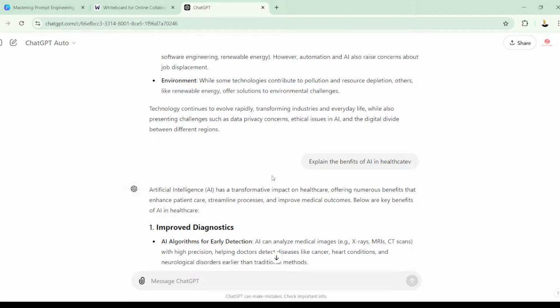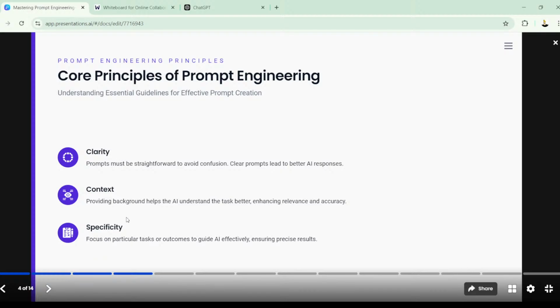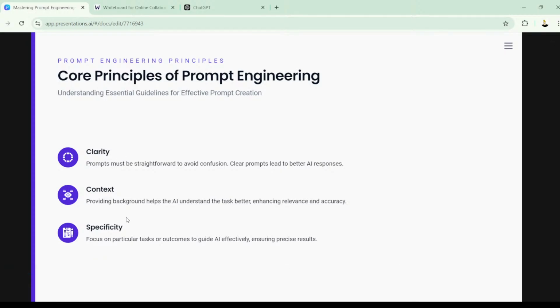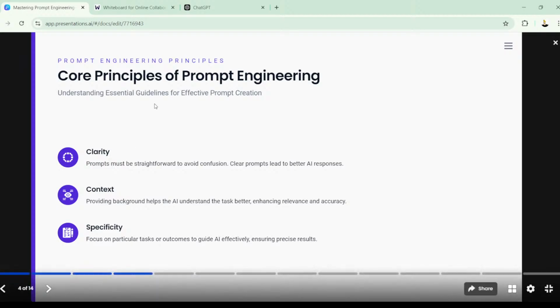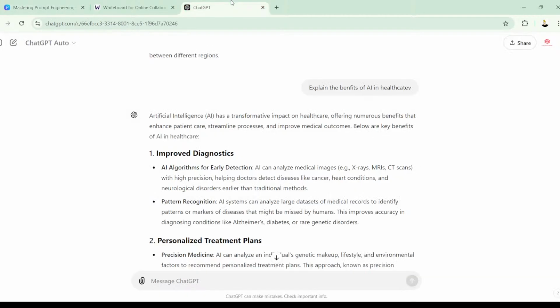Moving on, we have discussed context and clarity. Now let us discuss specificity. Right. So specificity means the more specific your prompt, the better results you will get. You can even specify anything, right? I think I forgot the example of context, right? So let us say an example of context.